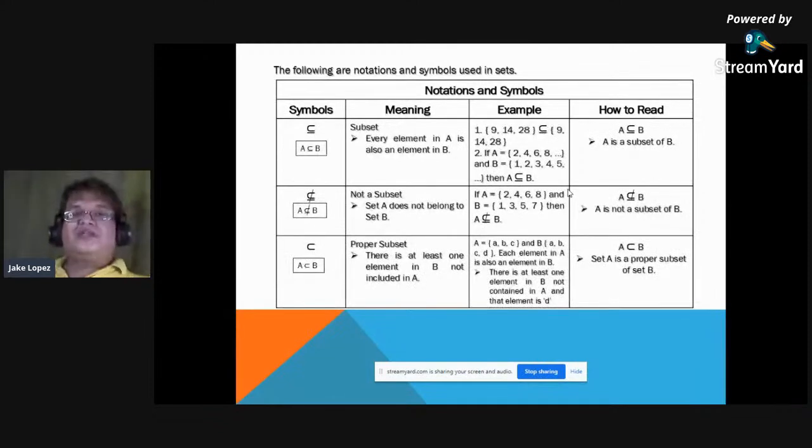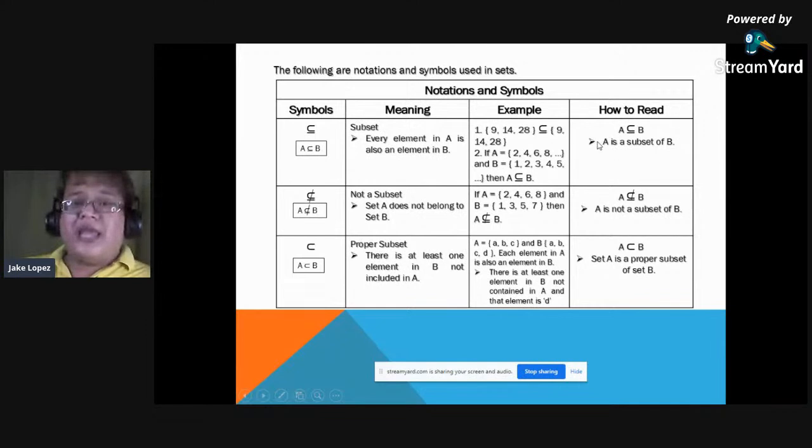Okay? Ayan. So we have more symbols here. Subset: every element in A is also an element in B. So here makikita natin that this element contains also the same element here. If A is equal to 2, 4, 6, 8, and B is 1, 2, 3, 4, 5, then A is a subset of B. Makita natin si 2 ay nandito at saka si 4. And alam natin that pag may mga ellipses, marami pang mga number o marami pang elements ang nandyan, so it is an infinite set.